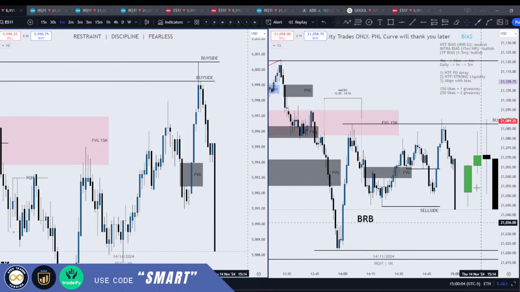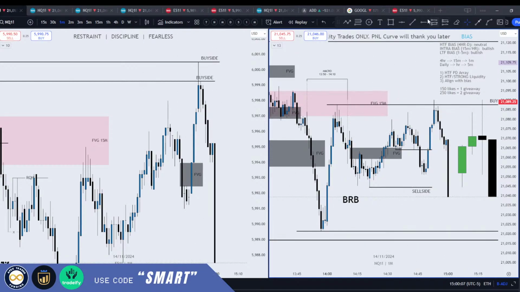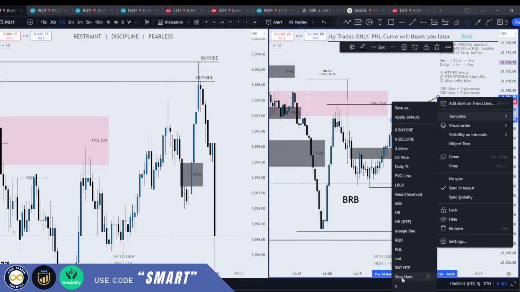Whoa, what is happening? There's a 3 drive here too. Powell just apparently spoke and he just slammed down price.